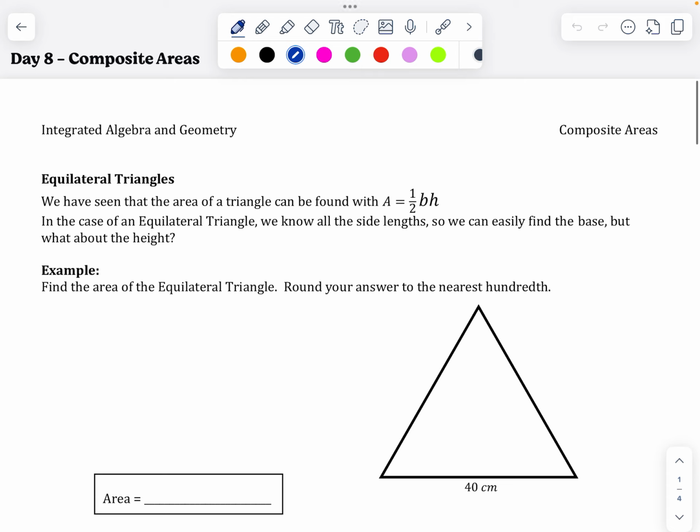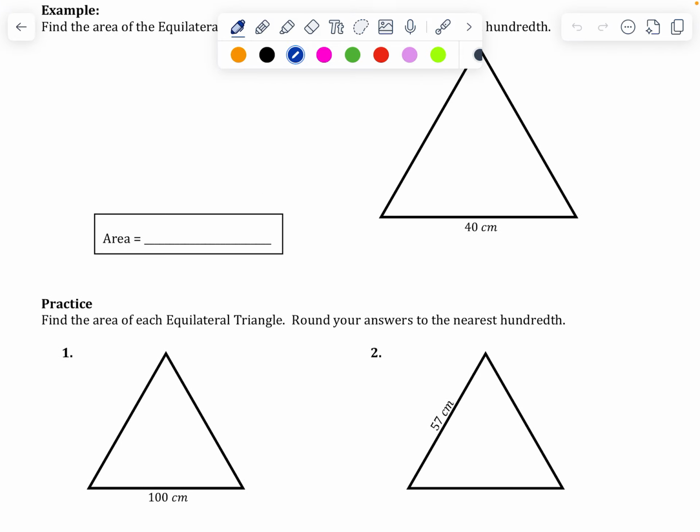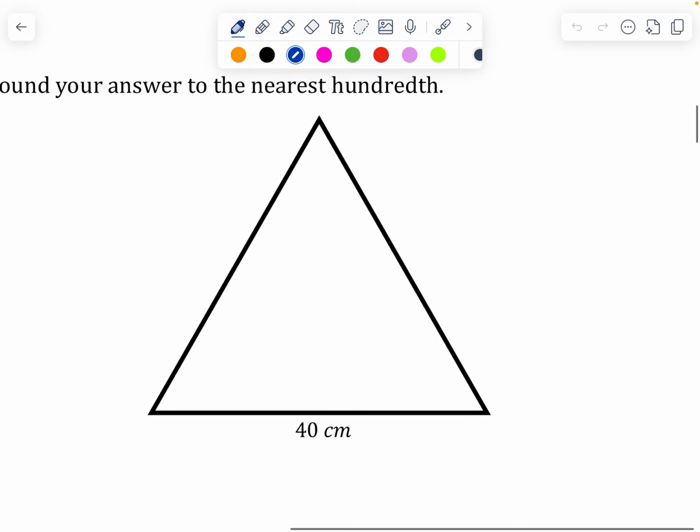All right, so it says we've seen that the area of a triangle can be found by doing area equals 1/2 base times height, or base times height divided by 2. That's the same thing. In the case of an equilateral triangle, we know all the side lengths, so we can easily find the base, but what about the height? So let's find the area of this equilateral triangle, and then we'll practice with 2 more just to make sure we're okay. All right, so area of a triangle, 1/2 base times height.